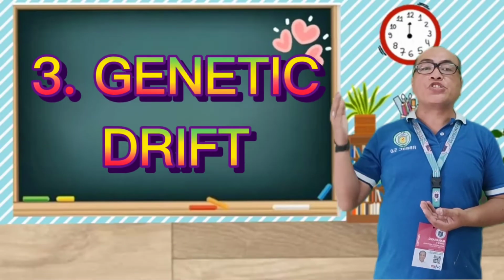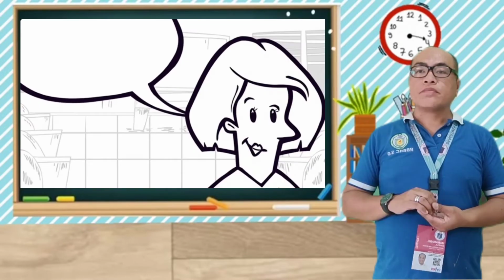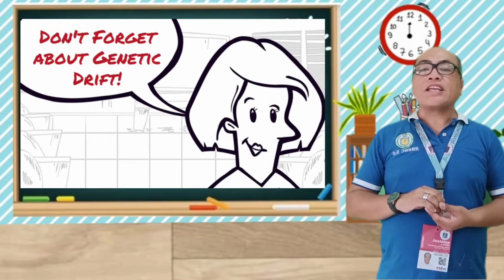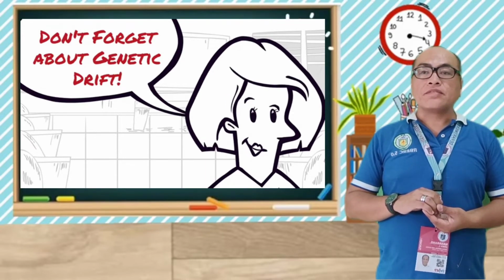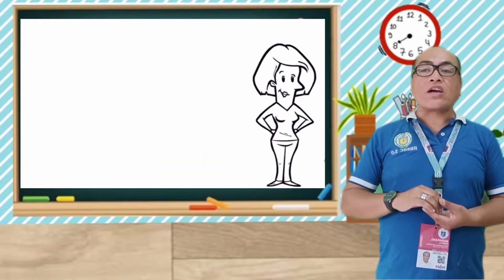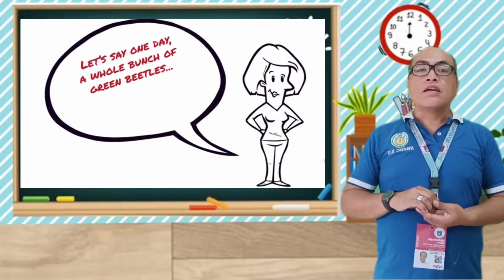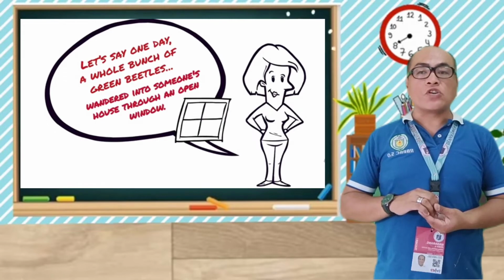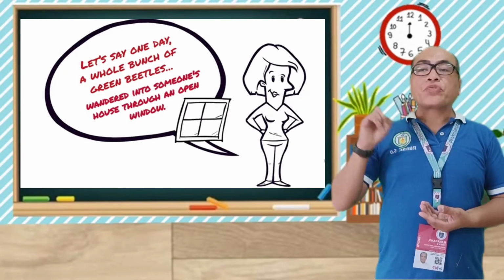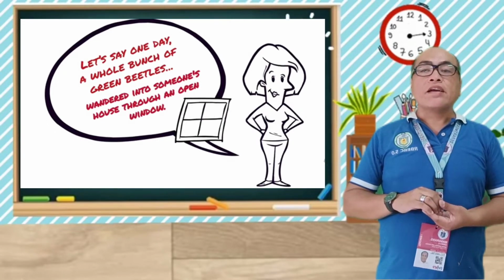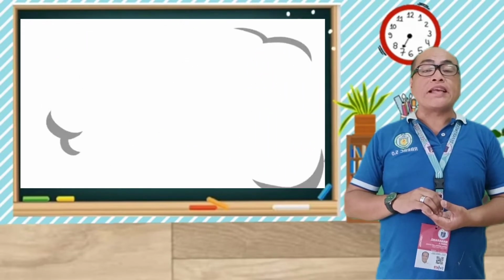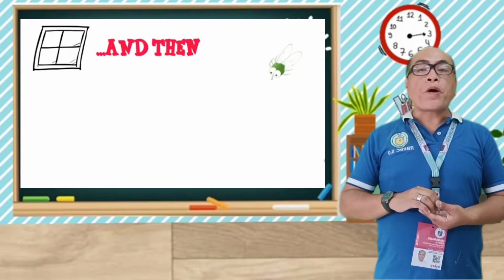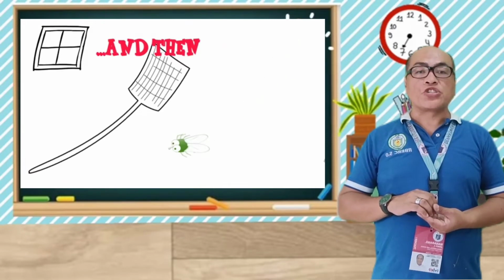Number 3 is genetic drift. Another way a population's allele frequencies can change is genetic drift, which is simply the effect of chance. Genetic drift is most important in small populations. Drift would be completely absent in a population with infinite individuals, but of course, no population is this large.